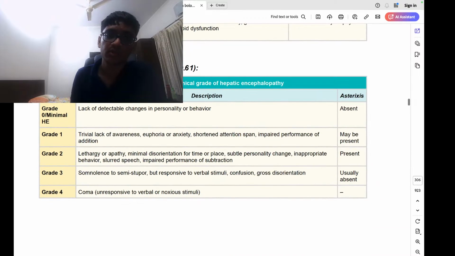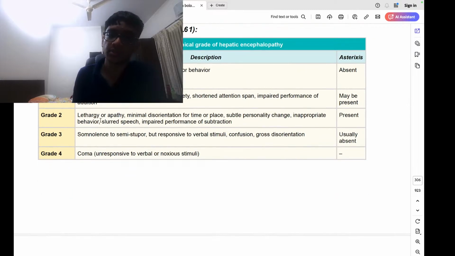So, the grades of hepatic encephalopathy. Grade 0 or minimal HE: lack of detectable change in personality and behavior. Grade 1: lack of awareness, euphoria, anxiety, shortened attention span, impaired performance of addition. Asterixis is absent in grade 0 and may be present in grade 1. Grade 2: lethargy, apathy, disorientation to time, place, person, subtle personality change, inappropriate behavior, slurred speech, impaired performance of subtraction.